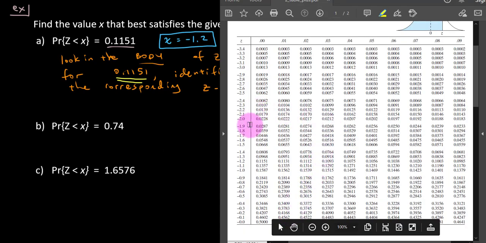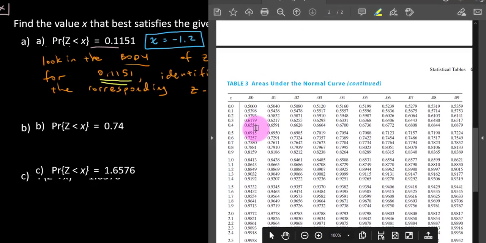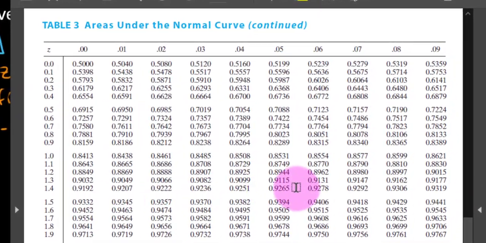Now, I know I need to be on the positive side. I can look all day here for 0.74. I'm not going to find it because I'm on the negative side. So I got to scroll down, and I'm looking in the body of this table for 0.74. And I'm getting close. This time it does not appear that I'm going to find 0.74 exactly in the body of this table. However, what you want to do here is find the two closest values.